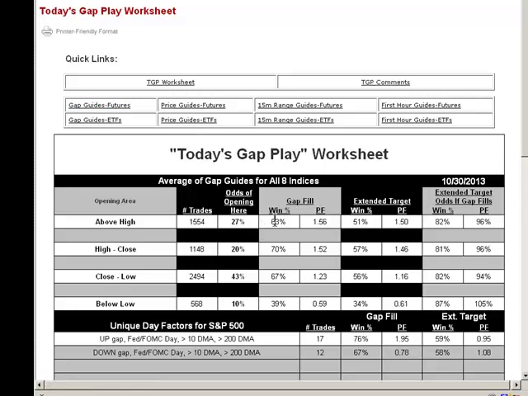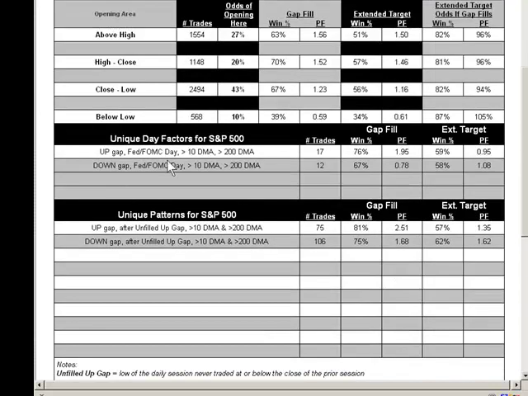Odds for gap fill were very similar to yesterday, above the high, very strong numbers, or between the high and the close, which really wasn't much of a zone there, opening area. But this was a good setup. We opened above the highs. Historically, it doesn't normally look this good. It's generated over 50% more profits than losses. Solid setup. Up gaps on Fed Day during similar market conditions, good.